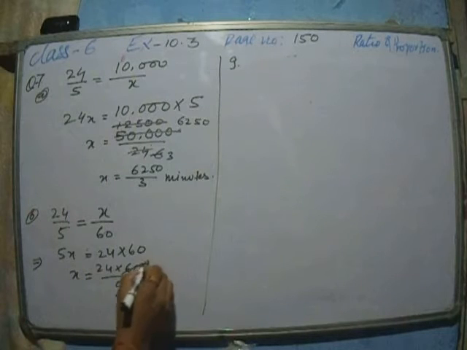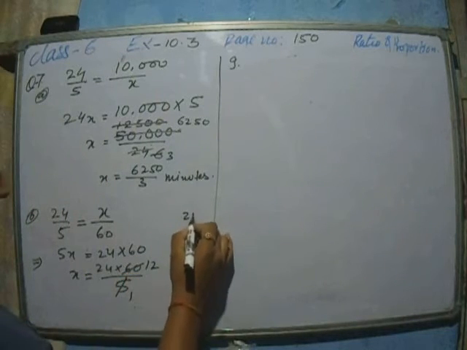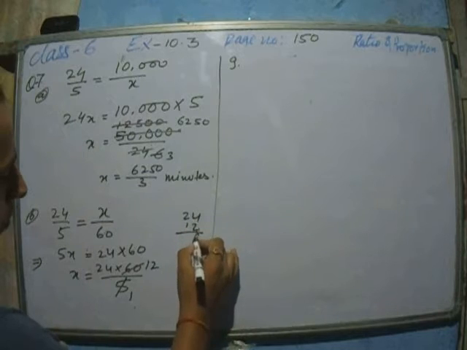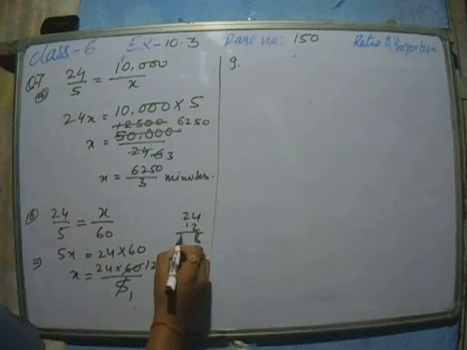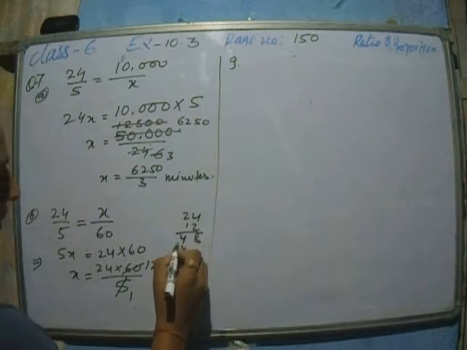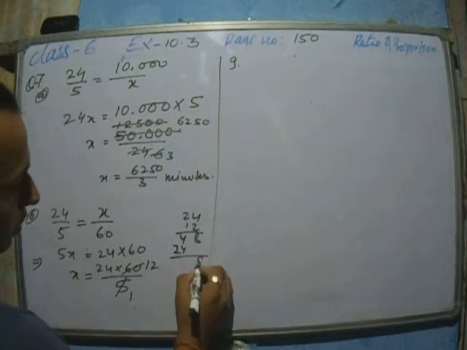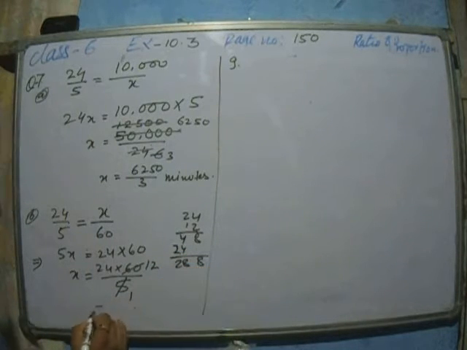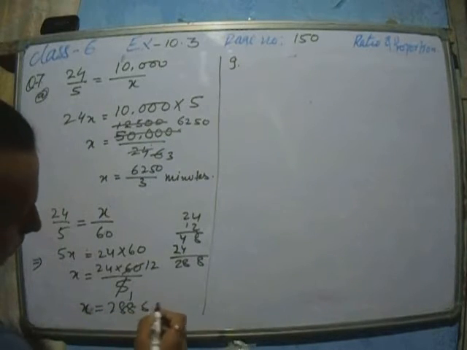5 1 is 5, 5 12 is 60. So we need to multiply 24 into 12. So 2 4 8. Okay, then 2 2 4, then 4 1 4, then 2 1 2. So we'll get here 288. So 288 screws. Okay.